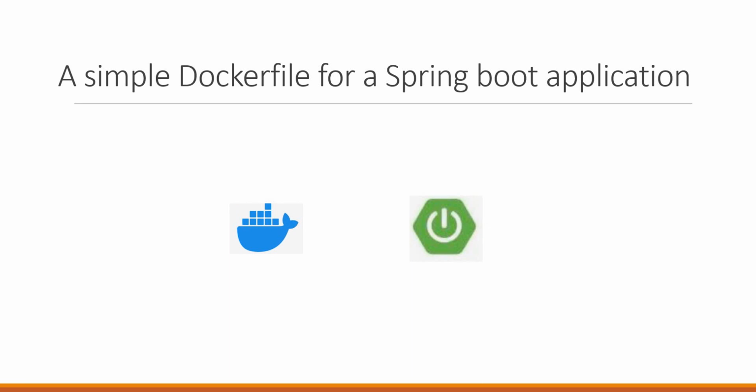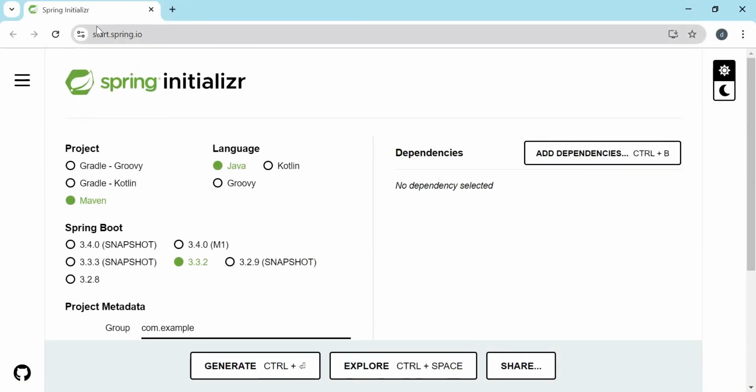Before writing the Dockerfile, we need an example Spring Boot application. For that, let us generate the Spring Boot application. For this, we need to go to the start.spring.io website. Here there is a Spring Initializr. Using this, we can generate an example Spring Boot project.